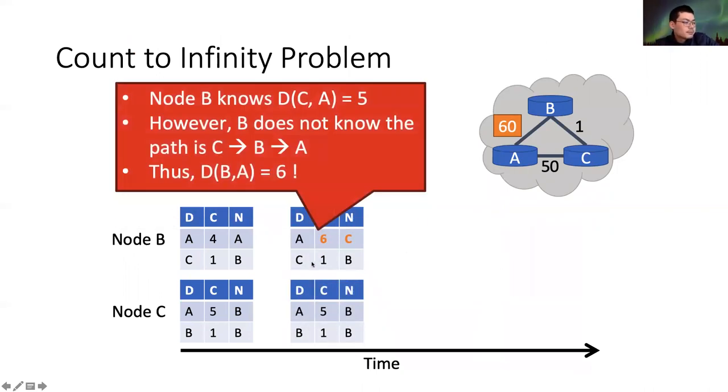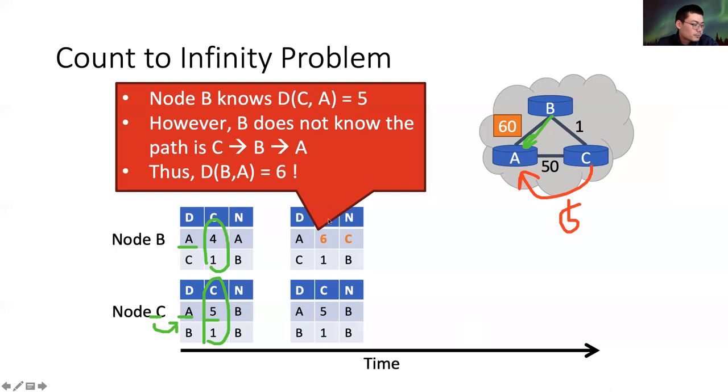Firstly, B has a distance change. B originally is 4 to A, because we already know it's 4, and now it becomes 16. Previously C has a distance vector saying, from node C to node A, there's a cost of 5. Of course, this 5 is actually 1 plus 4, but in this distance vector you don't see that. You just know there's a cost of 5.